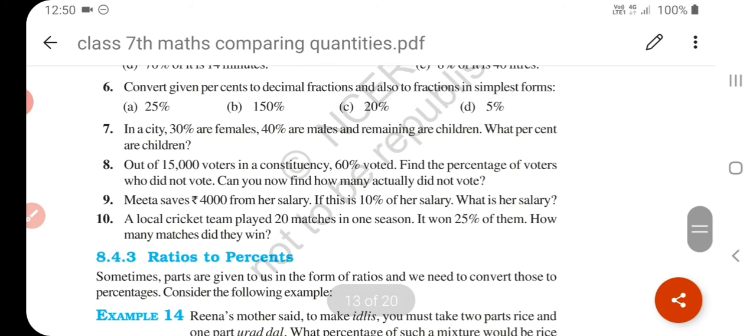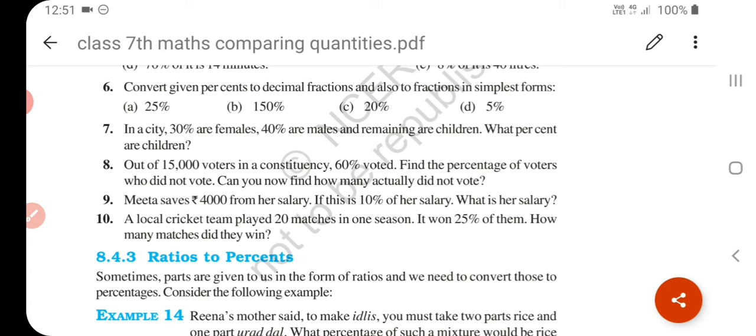Out of 15,000 votes in a constituency, 60% vote. Find the percentage of voters who did not vote. Can you now find how many actually did not vote? So first of all, what is given? Total voters is 15,000.